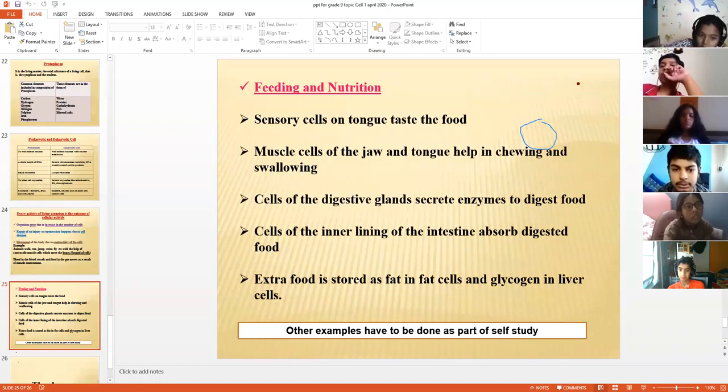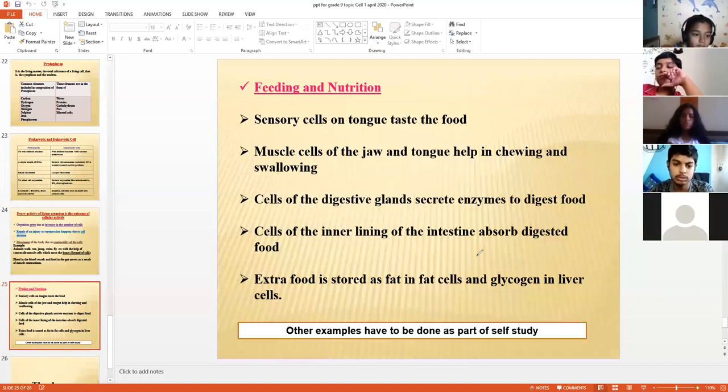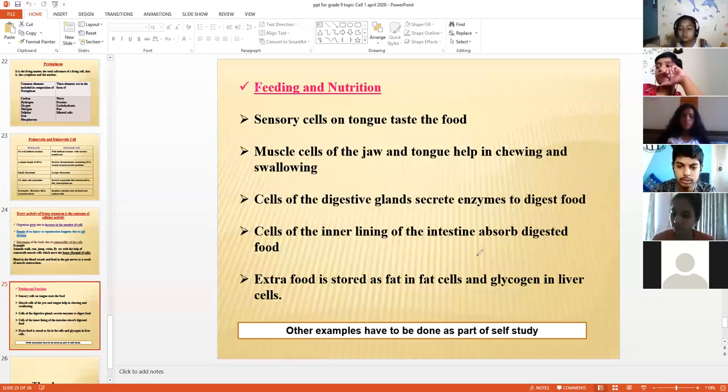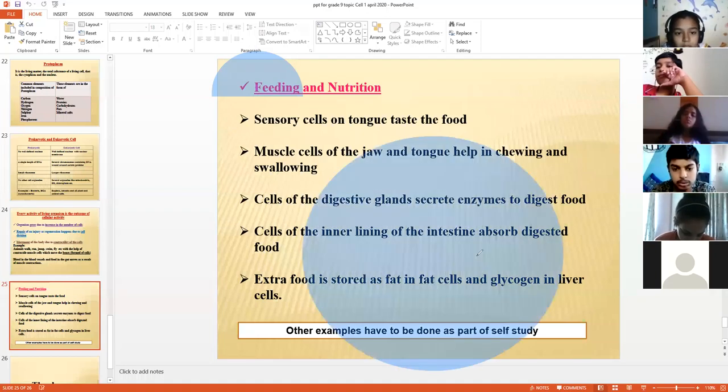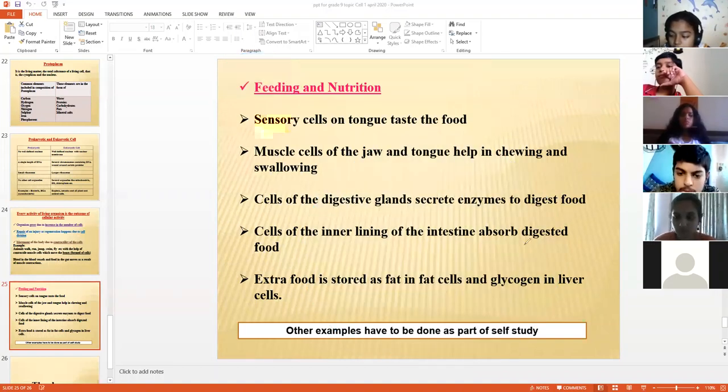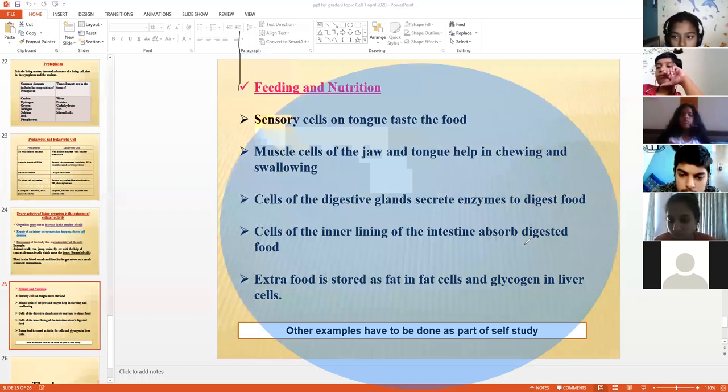Okay, feeding and nutrition. Now during feeding and nutrition, students, what happens? The sensory cells on the tongue taste the food. The muscle cells of the jaw and the tongue help in chewing and swallowing. Cells of the digestive gland secrete enzymes. Remember, the Golgi apparatus, they are secreting enzymes to digest the food. Then the cells of the inner lining of the intestine absorb the digested food, and the extra food is stored as fat in fat cells and glycogen in the liver. Who is doing this?